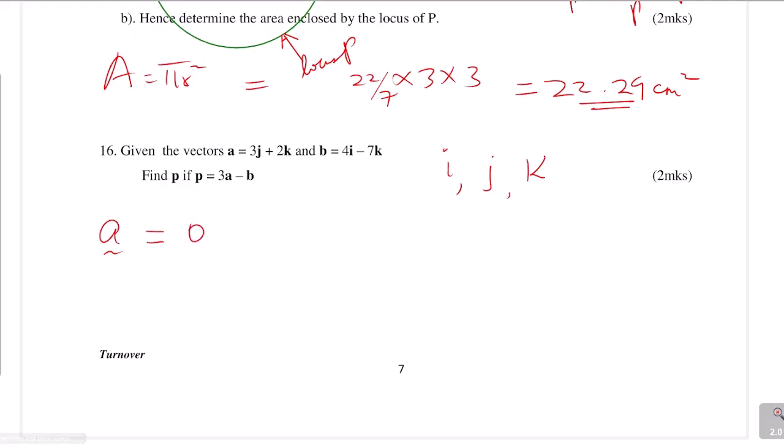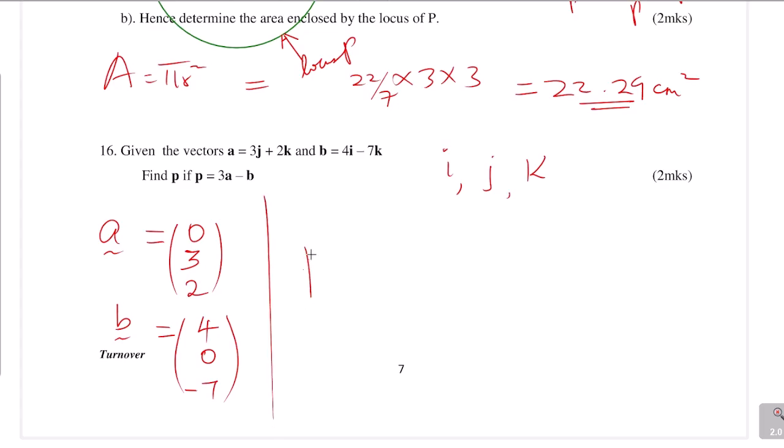I will write it first in column form. Then j, we take the coefficient of j. The coefficient of j is 3. So you have 3j, so the coefficient is 3. Then k is 2. Then for B, we have 4i, so the coefficient is 4. Then j, you can see you don't have j, so that means we have 0j. And then we have k as negative 7k, that is negative 7. So the order is very important: i followed by j followed by k.